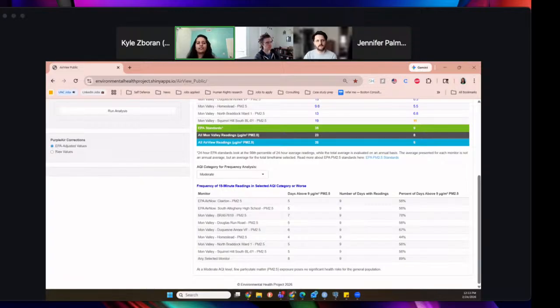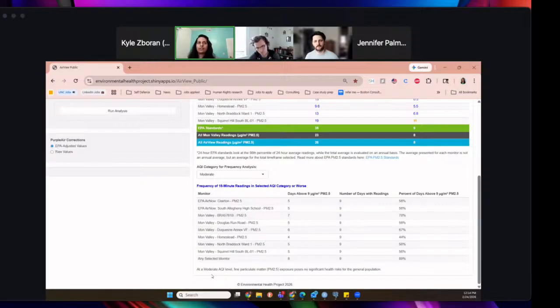This allows you to see how consistently air quality entered that AQI category across different monitors. The any selected monitor row, which is right here, shows whether at least one monitor entered that category on each day, which helps capture community-wide patterns. At the bottom, we provide a brief context statement tied to the selected AQI category to help connect the data to what it means from a public health perspective.